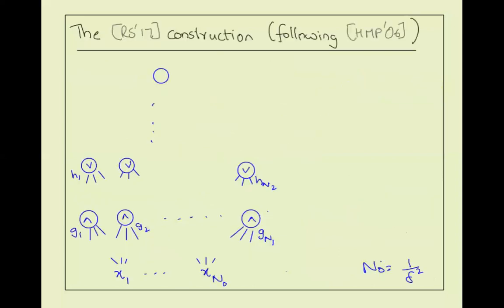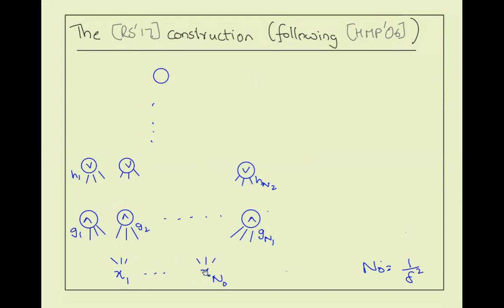Okay, so how does this construction of RS work? This construction itself builds upon an older circuit construction of Huri, Magen, and Pitassi. And it works roughly as follows. So we construct this circuit. Imagine that this is a depth D circuit, so it's a kind of layered circuit.